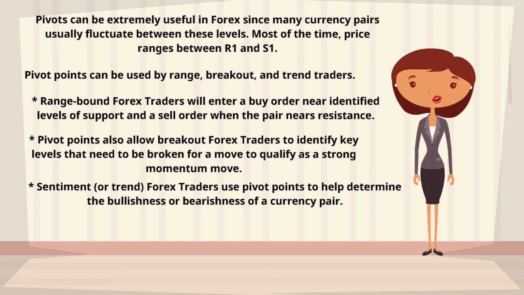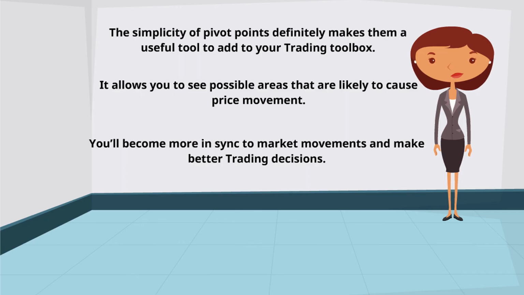Pivot points can be used by range, breakout, and trend traders. Range-bound Forex traders will enter a buy order near identified levels of support and a sell order when the pair nears resistance. Pivot points also allow breakout Forex traders to identify key levels that need to be broken for a move to qualify as a strong momentum move. Sentiment, or trend, Forex traders use pivot points to help determine the bullishness or bearishness of a currency pair. The simplicity of pivot points definitely makes them a useful tool to add to your trading toolbox. It allows you to see possible areas that are likely to cause price movement. You'll become more in sync with market movements and make better trading decisions.